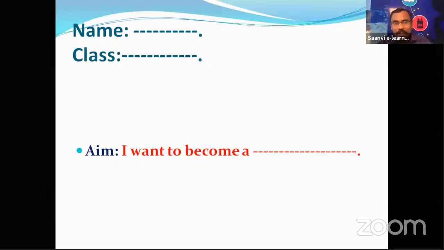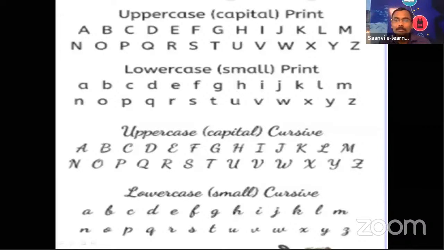So first page, once again, let me repeat it. First page, you will have to write your name, class, the name of the school and aim. It is a must. And in the second page, you'll have to go ahead with these two: normal capital letters and normal small letters. And on the third page, go ahead with the cursive writing capital letters and cursive writing small letters.